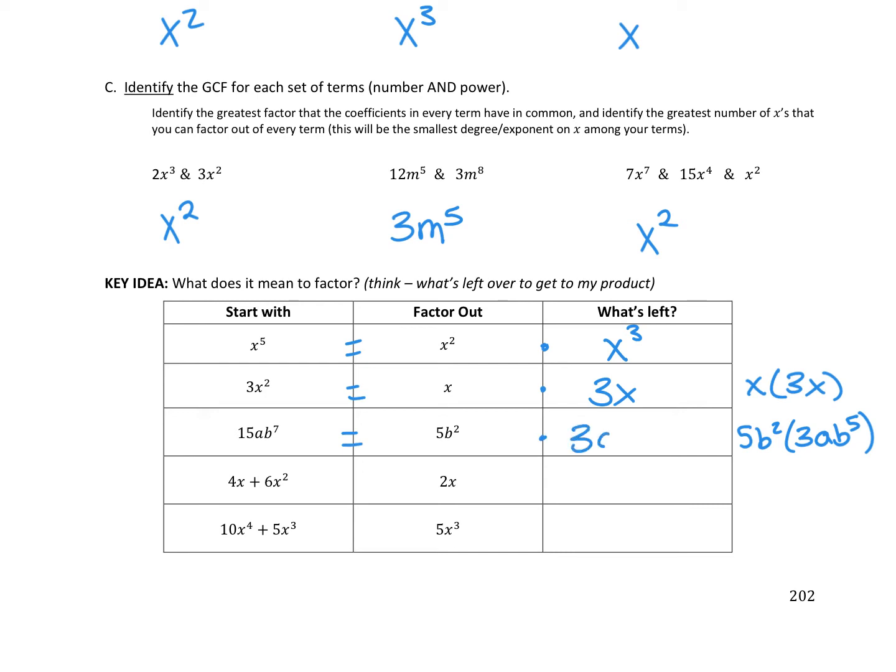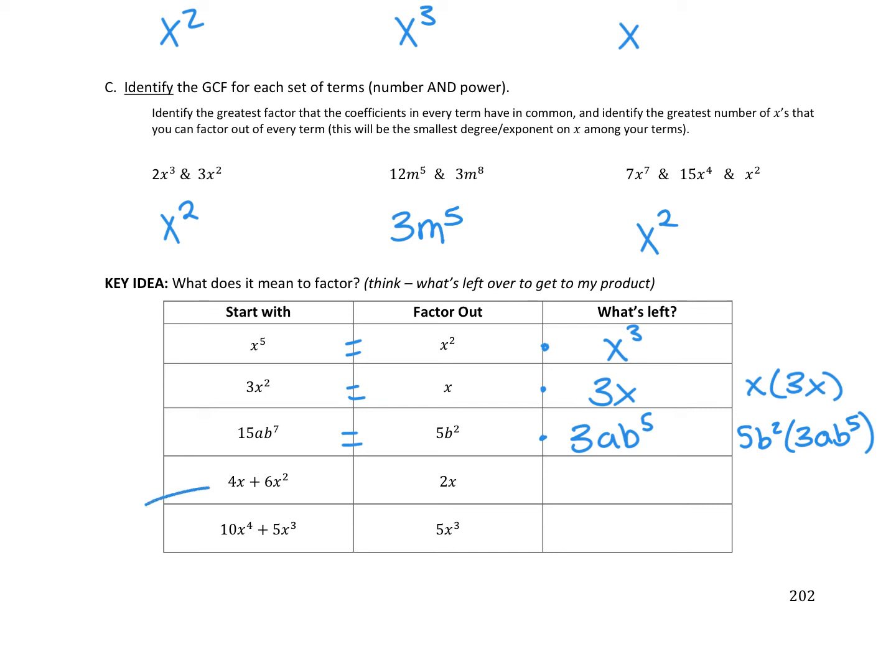So it would be 3a b to the fifth. Now here's what we really want to do. We want to factor out a greatest common factor from an expression with more than one term. You could factor something out that's not the greatest common factor, but it will be more useful to know how to factor out the greatest common factor.